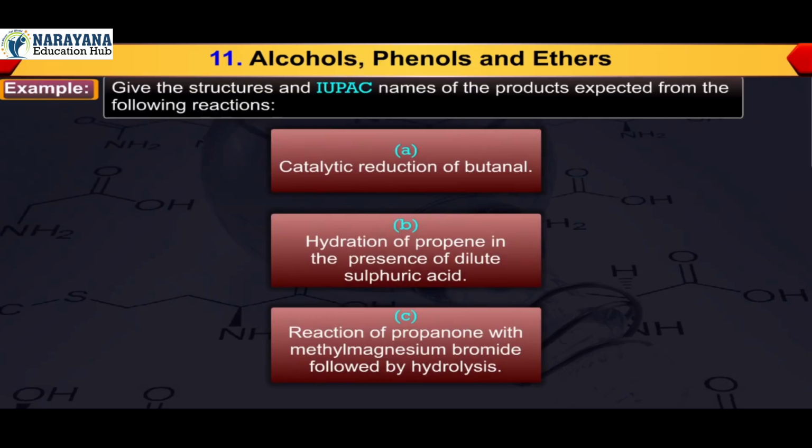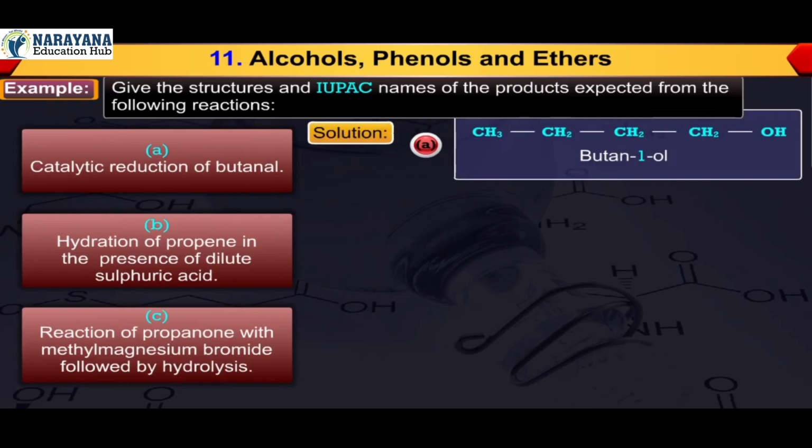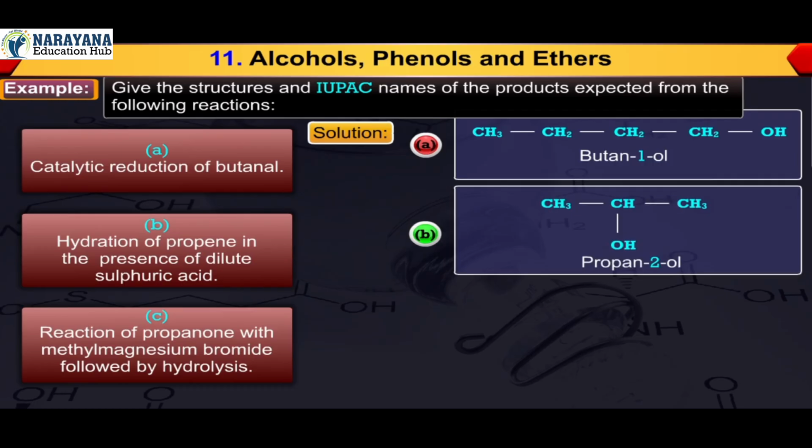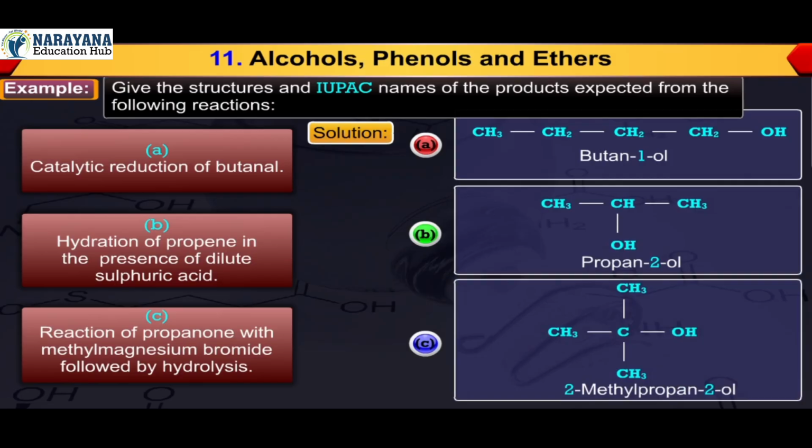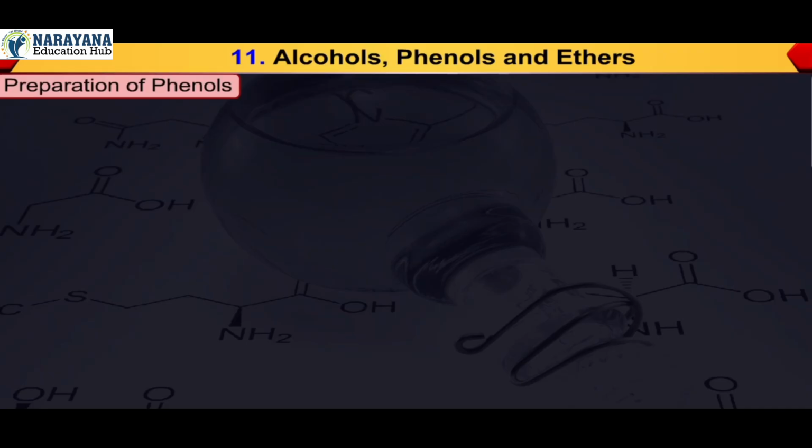Example: give the structures and IUPAC names of the products expected from the following reactions. A. Catalytic reduction of butanal. B. Hydration of propene in the presence of dilute sulfuric acid. C. Reaction of propanone with methyl magnesium bromide followed by hydrolysis. Solution: A. CH3CH2CH2OH, butan-1-ol. B. CH3CHOHCH3, propan-2-ol. C. (CH3)3COH, 2-methylpropan-2-ol.